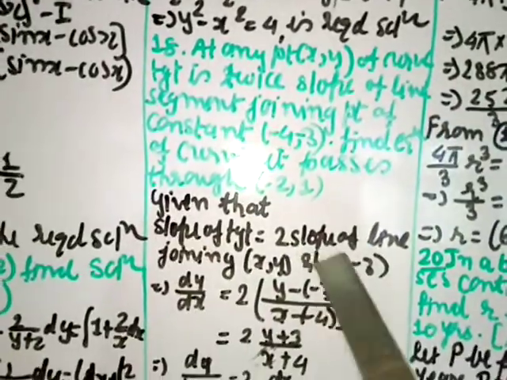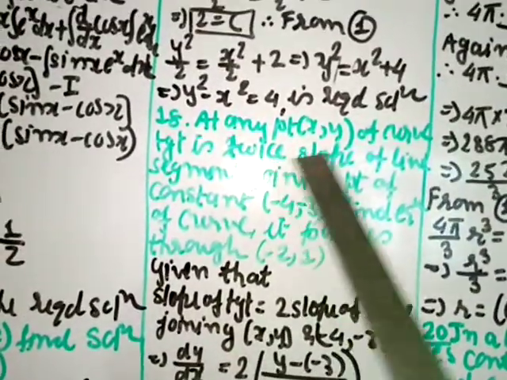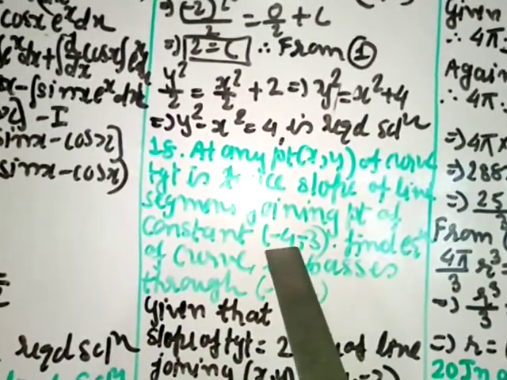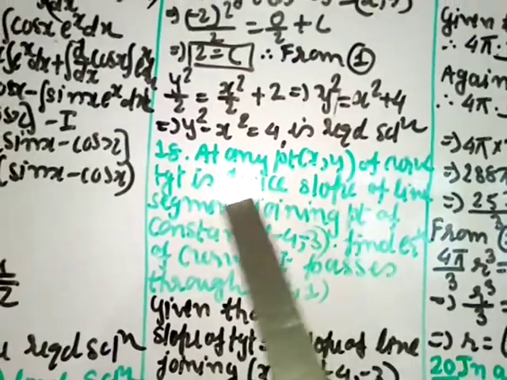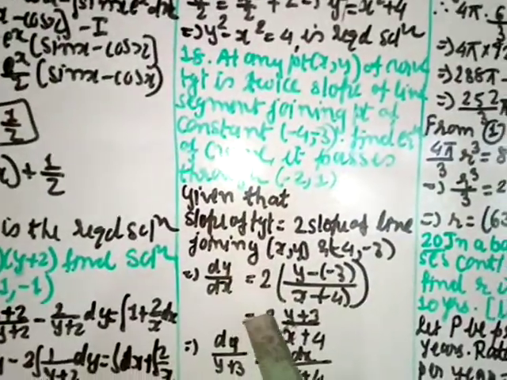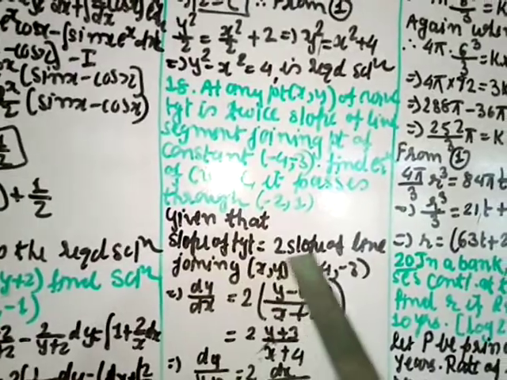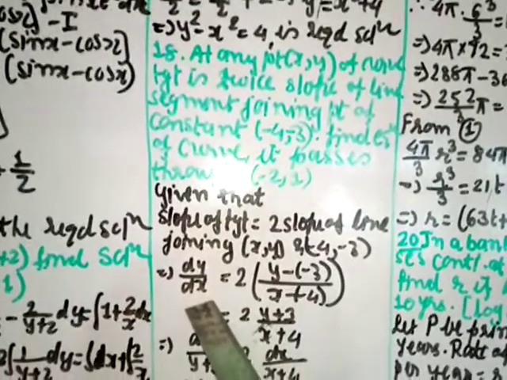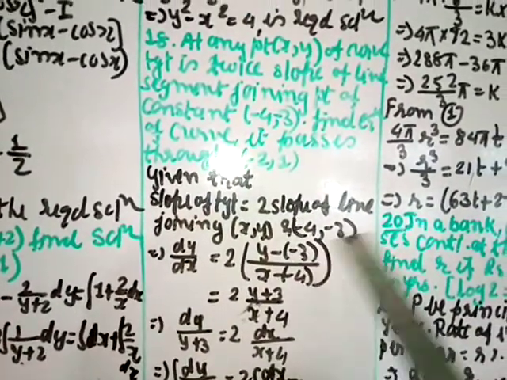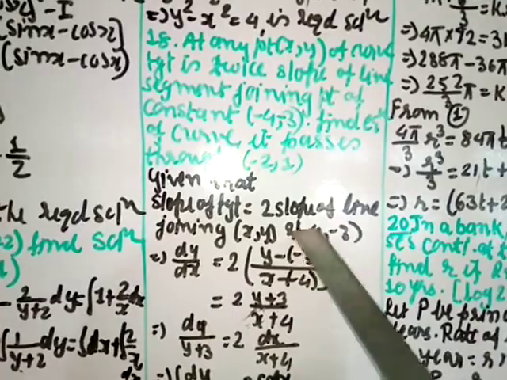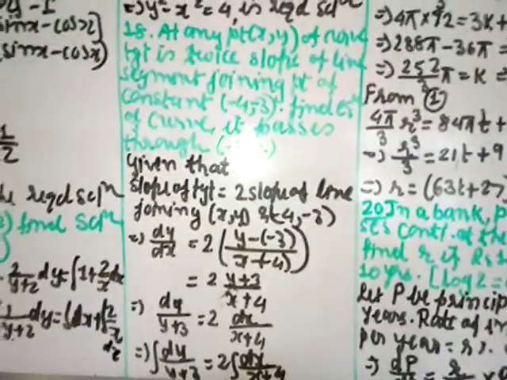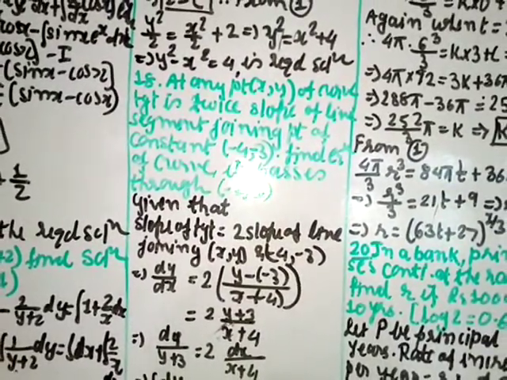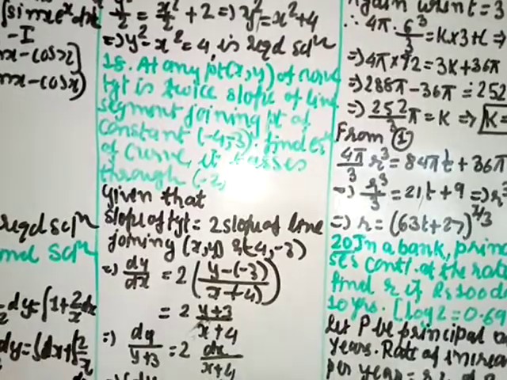So here from the condition, the slope of the tangent is equal to twice the slope of the line joining minus 4, 3 and the x, y point. Okay, and the slope of the tangent is dy by dx. So I have written here, slope of tangent is equal to 2 times the slope of the line joining x, y and minus 4, 3. So dy by dx equals 2 times the slope of the line joining these 2 points. You know this formula, na: for x1, y1 and x2, y2, the slope of the line is y2 minus y1 divided by x2 minus x1.